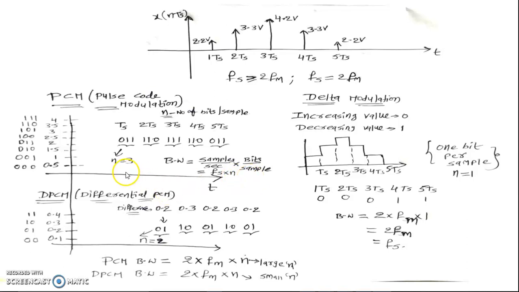Now in the DPCM technique, we are not transmitting the voltage sample directly. Here at 1 TS, 2.2 volts is there. Now in DPCM the actual sample 2.2 volts is compared with the predicted signal at that 1 TS only. Let us consider I have predicted that the voltage sample is 2 volts. Now the difference between the actual sample 2.2 minus the predicted value 2 volts is 0.2. That 0.2 you have written here.